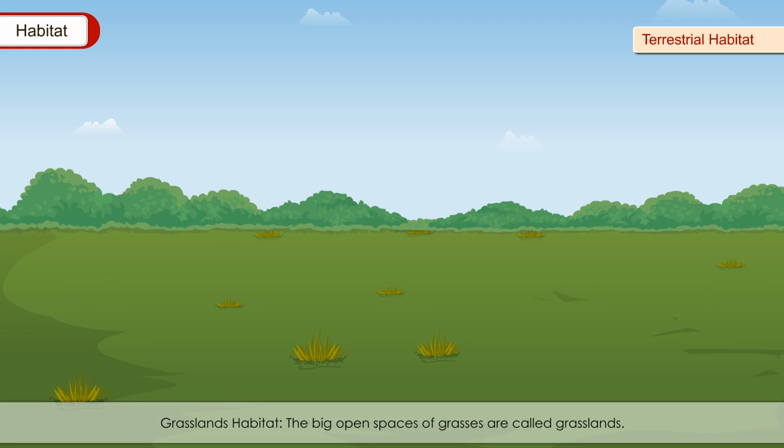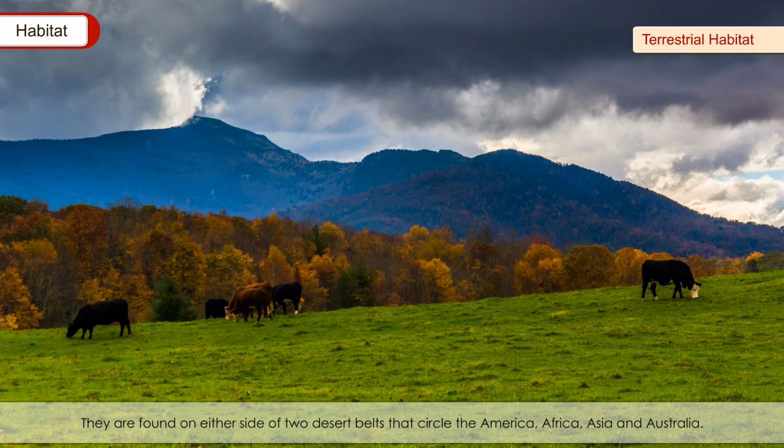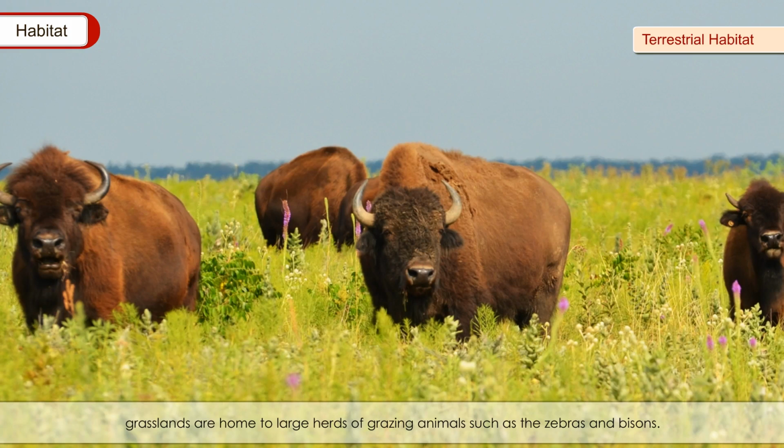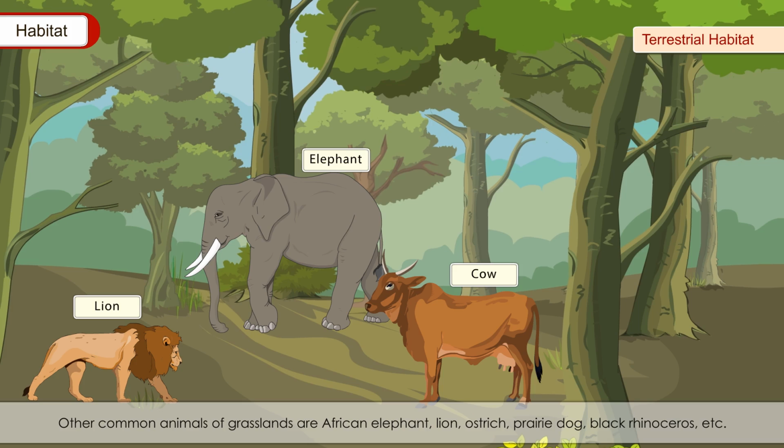Grasslands habitat. The big open spaces of grasses are called grasslands. These cover about 1/4 of the Earth's land. They are found on either side of two desert belts that circle America, Africa, Asia, and Australia. Because of the open area and the widely spaced trees, grasslands are home to large herds of grazing animals such as zebras and bisons. Other common animals of grasslands are African elephant, lion, ostrich, prairie dog, black rhinoceros, etc.